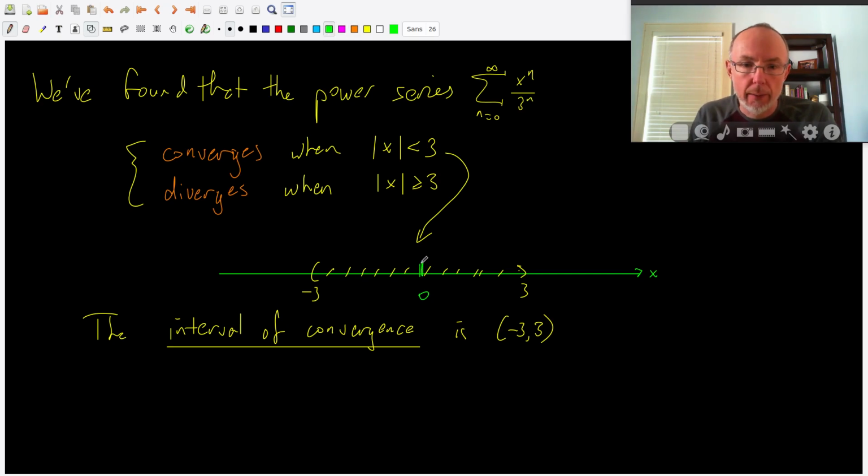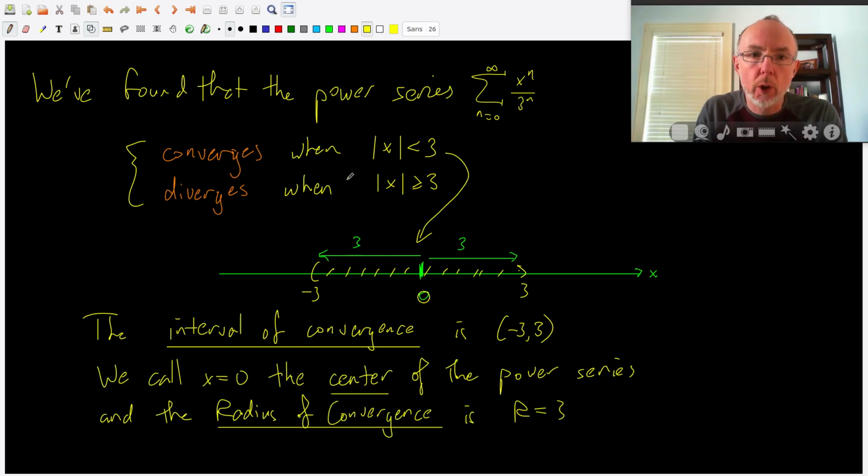And notice that starting at the point 0, I can move 3 units to the right, or I can move 3 units to the left to describe the interval of convergence. I'm going to call that the radius of convergence, and it's measured from the center of the power series. So a few new terms we've introduced here. We've introduced the center of the power series, and if we measure this distance r in either direction from the center, we get this radius of convergence when we describe this interval of convergence. So 3 in either direction from the center gives us that full interval of convergence.